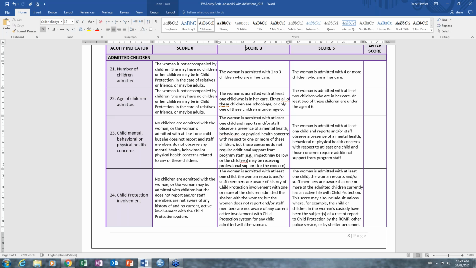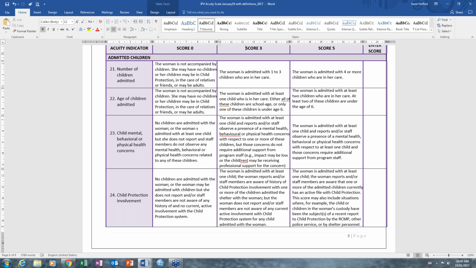And we're not asking you to continue asking women about this particular issue. You will just use your clinical judgment to decide when you have the information you need, or that that's all the information you're going to get.